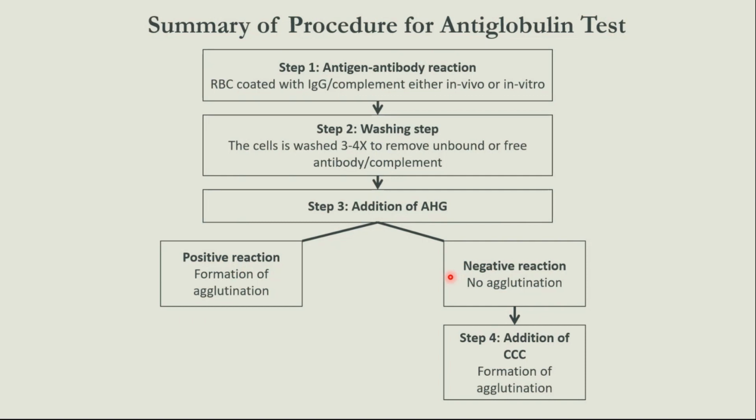To make sure the reaction is confirmed negative, add Coombs control cells. It will cause formation of agglutination, which gives two reactions: one, a background of negative with the agglutination.